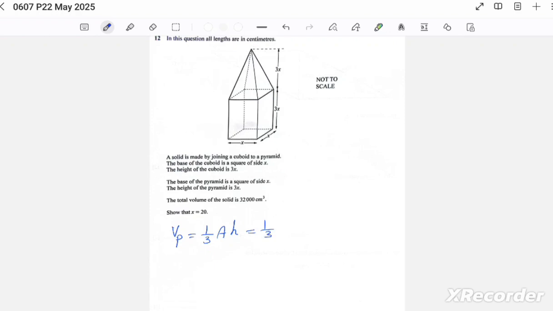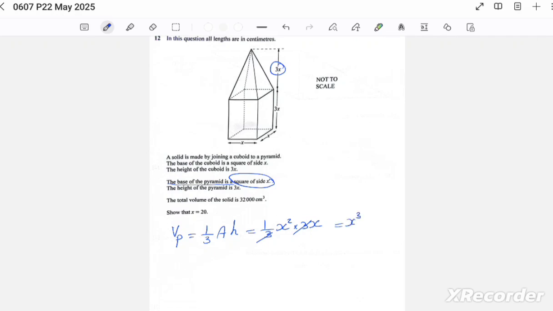The base of the pyramid is a square and the side is x, so it will be x squared. And the height is 3x, so times 3x. And actually it's good that it's 3x, so we can cancel x with 3. So the answer is x cubed.